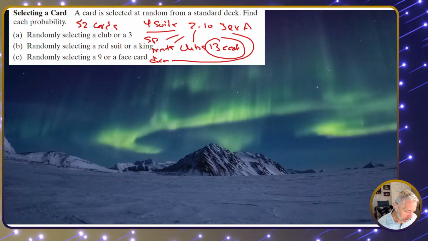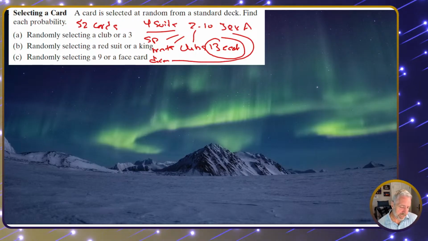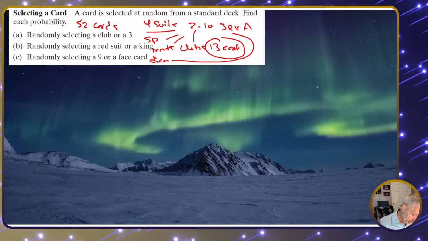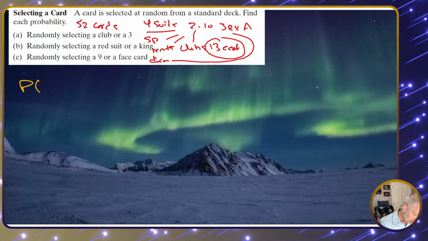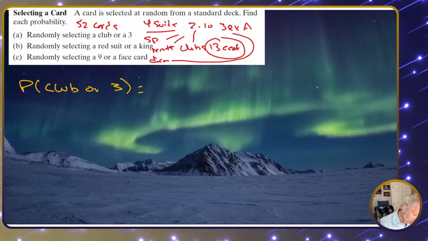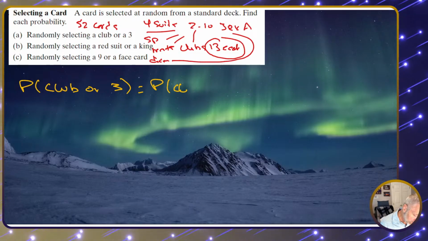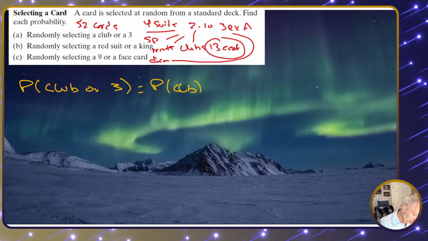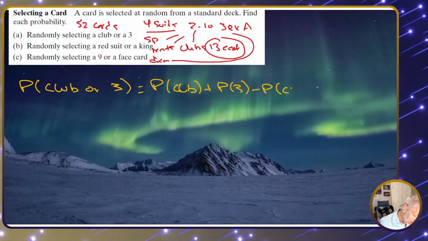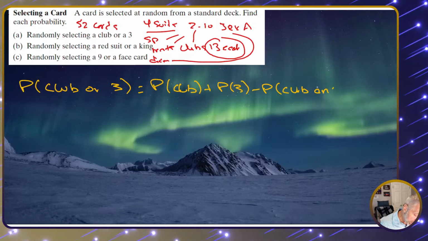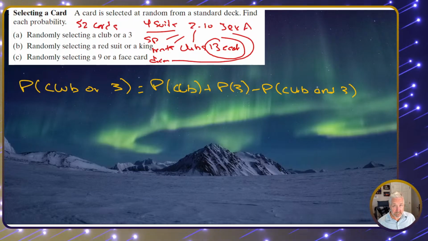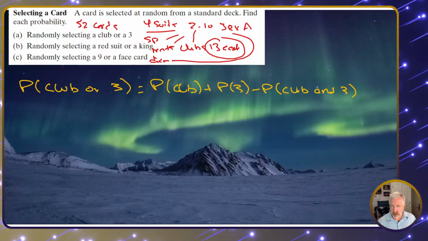All right. A card is selected at random from a standard deck. Find each probability. Find the probability of randomly selecting a club or a 3. So the probability of a club or a 3. Well, that's equal to the probability of a club plus the probability of a 3. Subtract the probability of a club and a 3. Now, can you choose a card that is a club and a 3? Yes, you can choose a 3 of clubs. Therefore, they are not mutually exclusive.